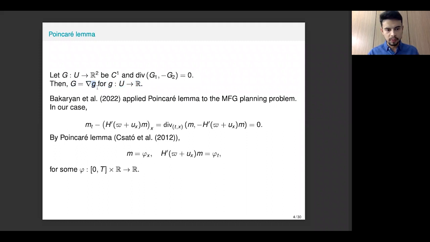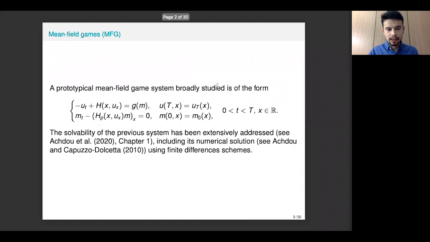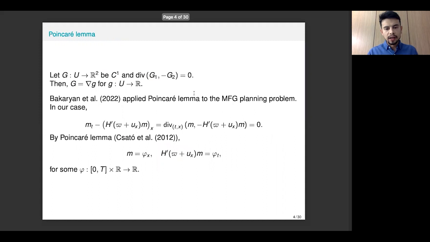In 2022, Bakaryan, a collaborator, and other collaborators used a different version, but basically the same structure of the Poincaré lemma in the mean-field game planning problem. Just a small reminder that the planning problem is the usual system of Hamilton-Jacobi and transport equation, but now you have an initial condition for the measure and a terminal condition for the measure. There is no condition for the value function. They used this Poincaré lemma for the planning problem, and we plan to use the same approach with the remarkable difference that we have an integral constraint that you do not have in this planning problem.